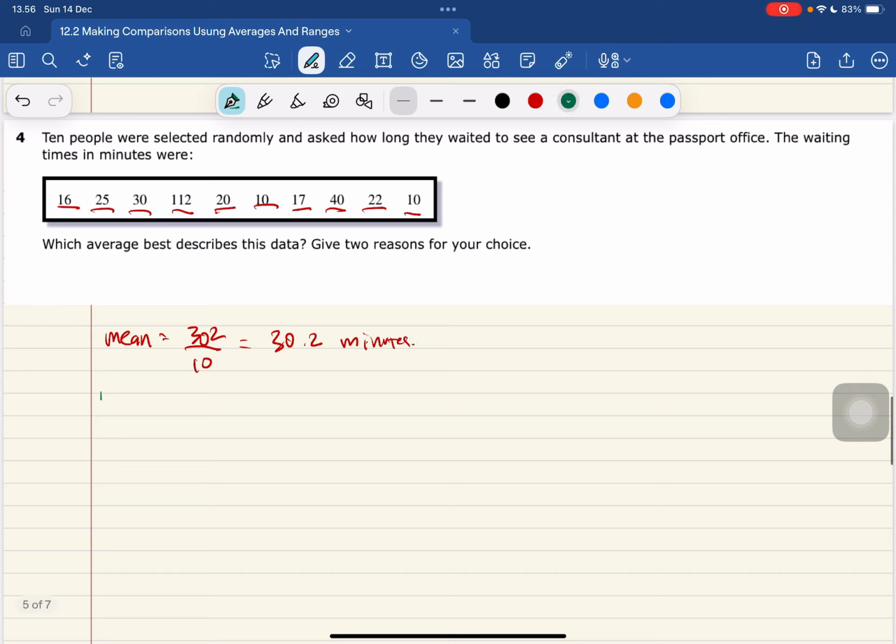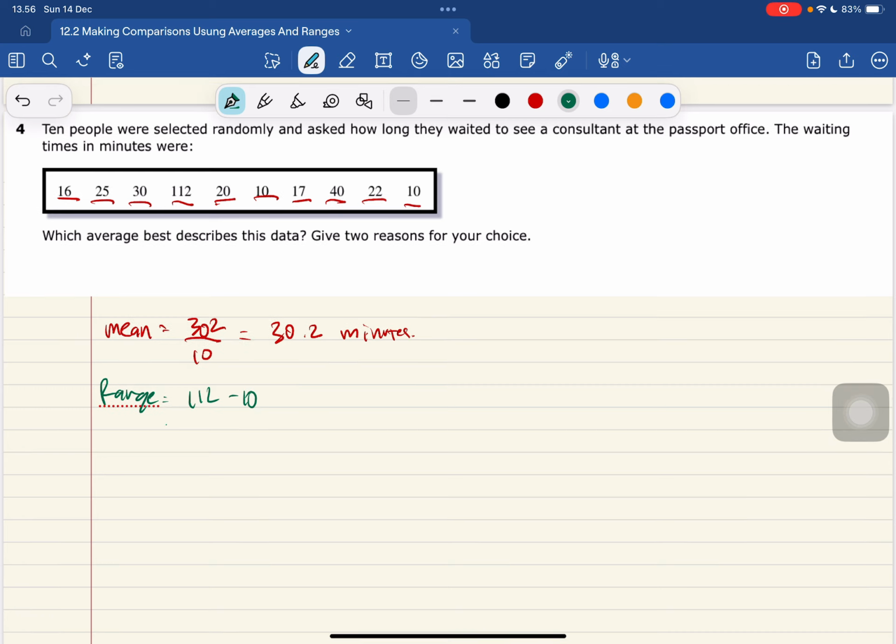How about the range? The highest is 112 minus the lowest, which is 10, so the range of waiting time is 102 minutes. Range and mean are not reasonable. The mode is also 10, so no, we cannot use the mode.